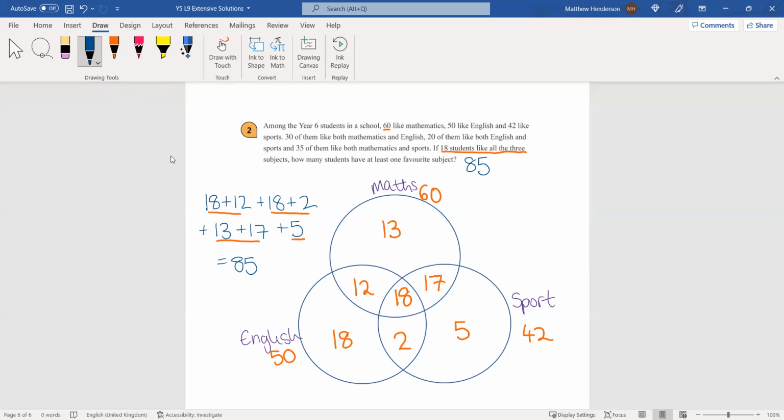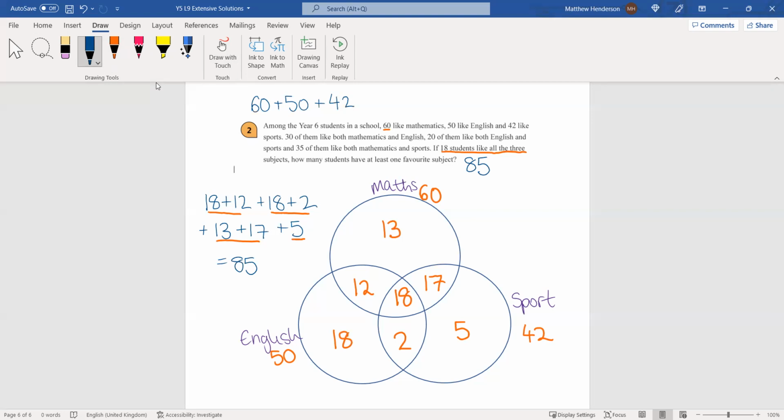Now, we could also answer this question without working out all of these specific numbers using the principles of inclusion and exclusion. So we could start to add together all of the students. We know that there are 60 mathematicians. Now we also know there are 50 English students, and we know there are 42 people who like sports. But remember that each of these numbers includes any of the students that like both subjects.